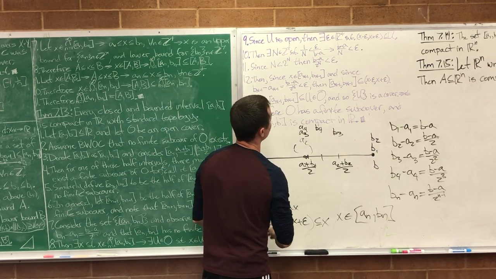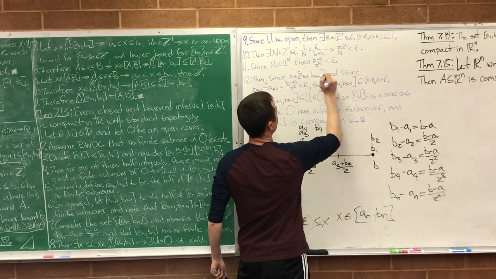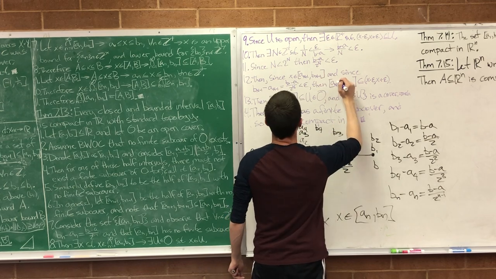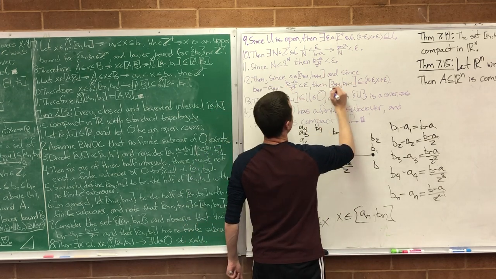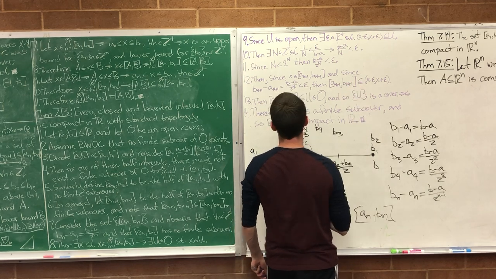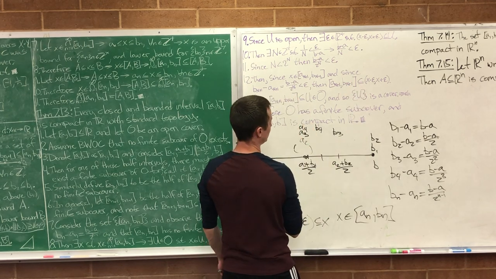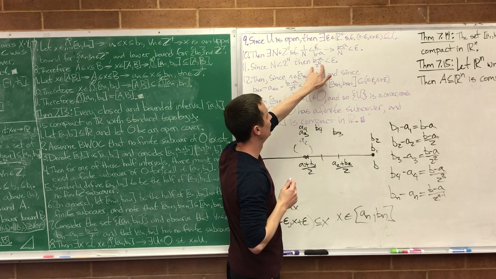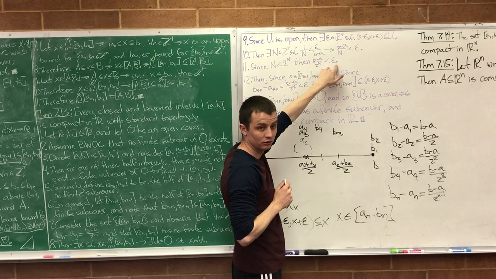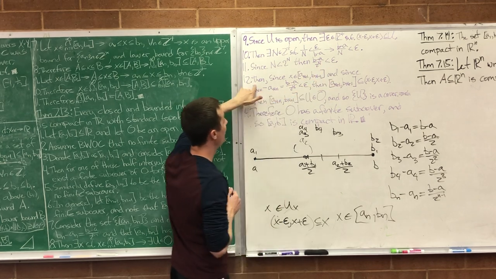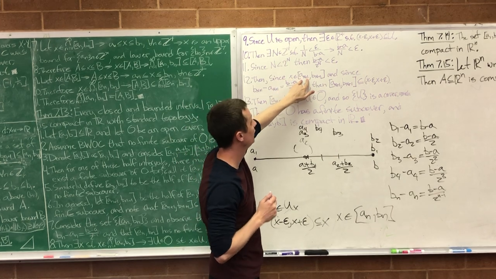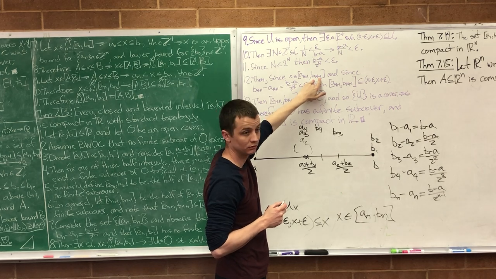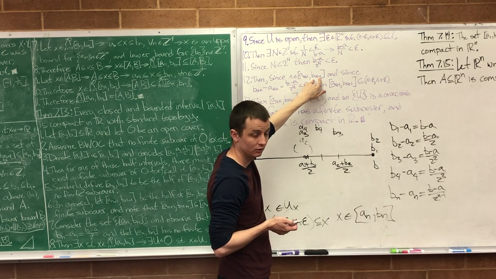I just realized I wrote minus when I should have written plus here. It's plus. That is plus, plus, and we're good. So we're good that this number is less than epsilon. Then, since x is in a_{n+1}, b_{n+1}. X is in everything.